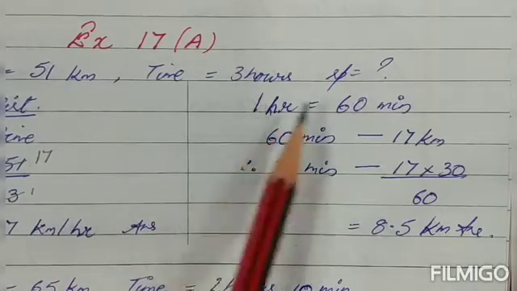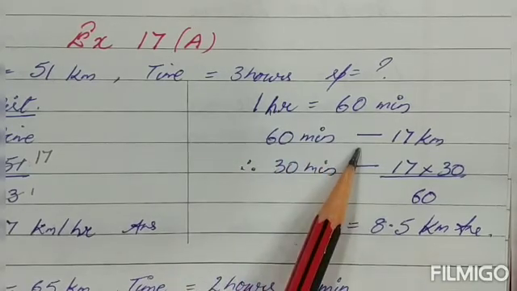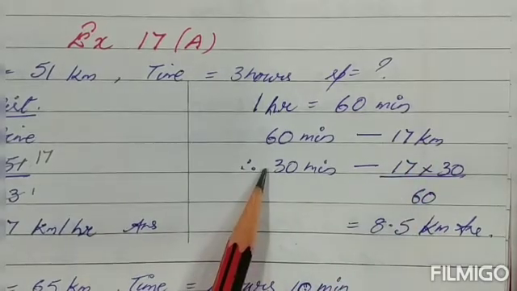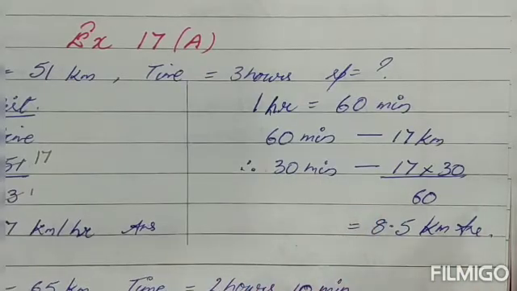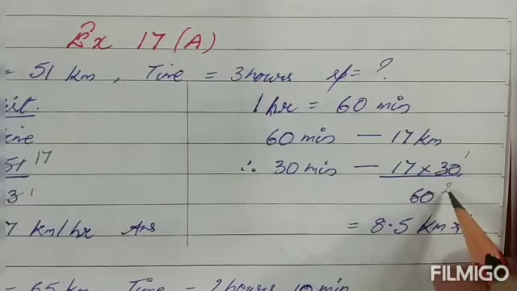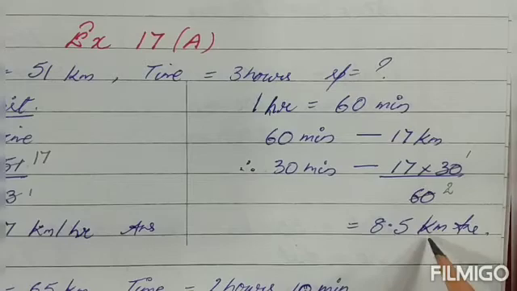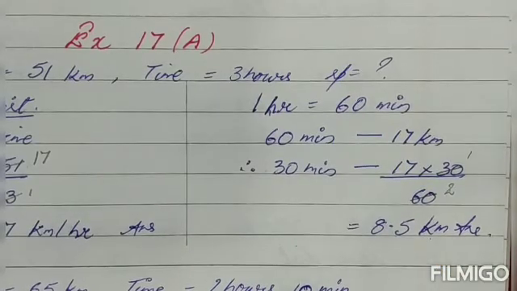So 1 hour is 60 minutes, children. That means in 60 minutes, how much distance is being traveled? 17 kilometers. So in 30 minutes, how much distance is traveled? 17 into 30 upon 60. Now you can reduce this. 30s and 2s, and with 2 when you reduce 17, you get it in decimals, that is 8.5 kilometers. Okay, so this is how you get the answer.